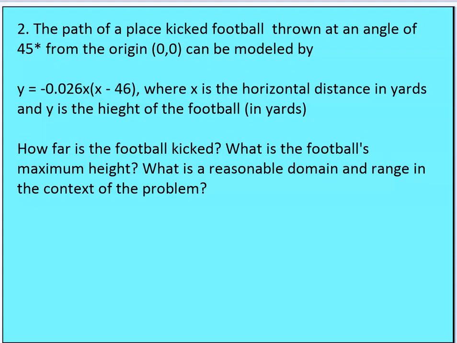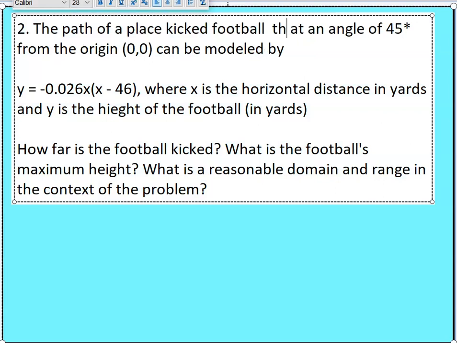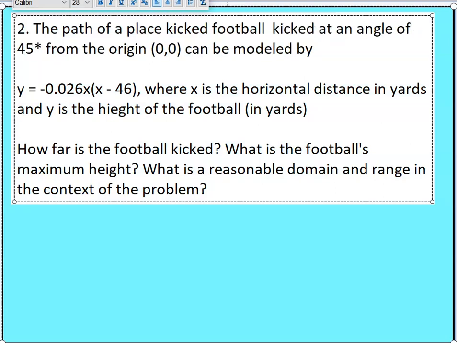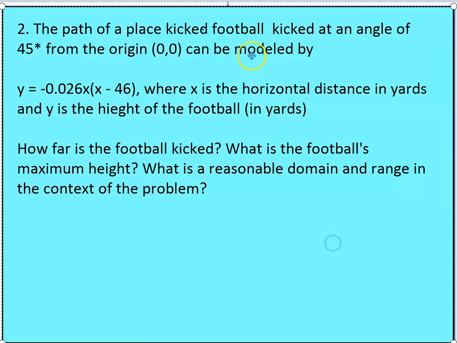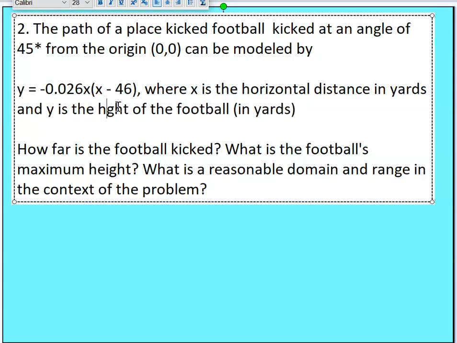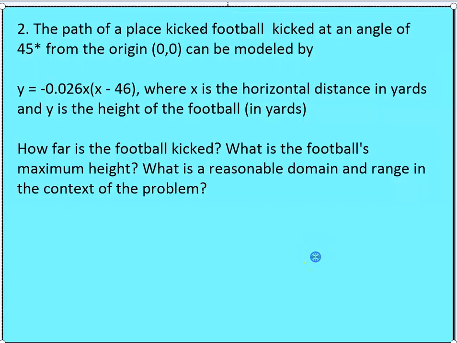Okay, so number 2, the path of a place-kicked football, we're going to say kicked here at an angle of 45 degrees from the origin, can be modeled by this equation, where x is the horizontal distance in yards and y is the height of the football in yards. How far is the football kicked? What is the football's maximum height? What is a reasonable domain and range in the context of the problem?